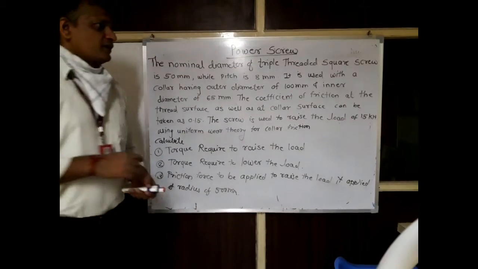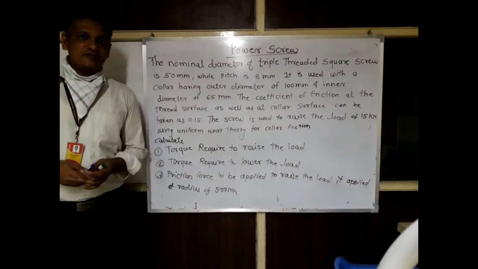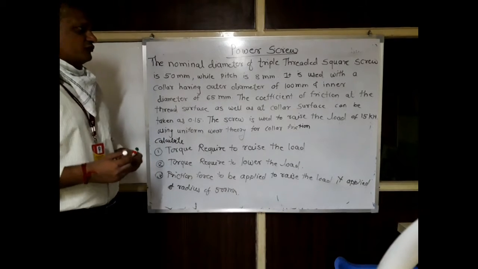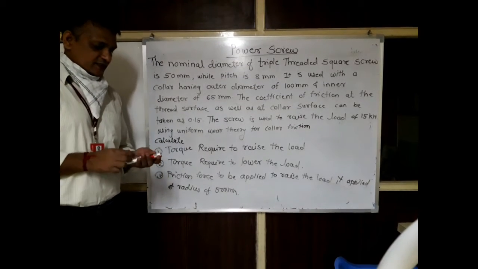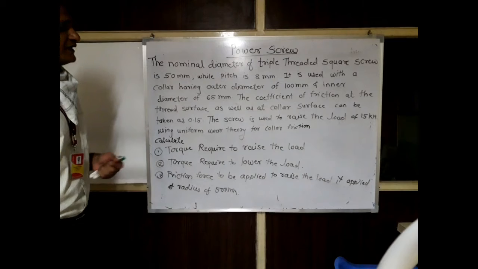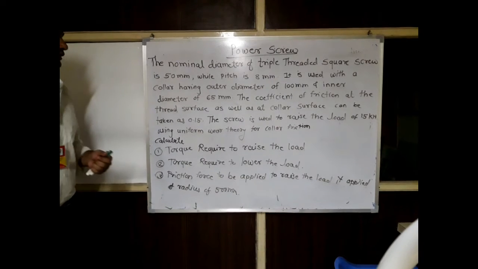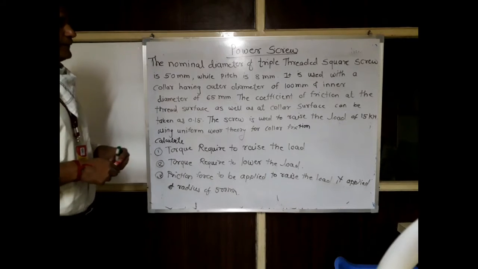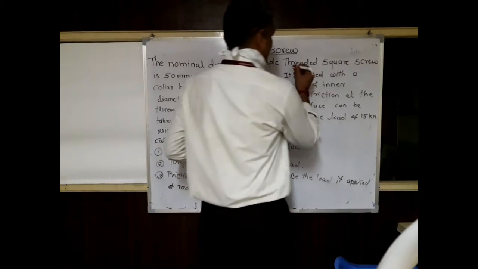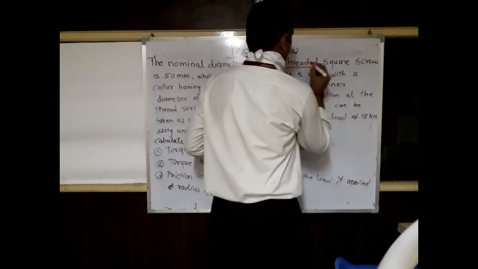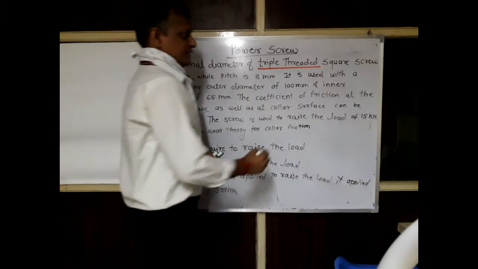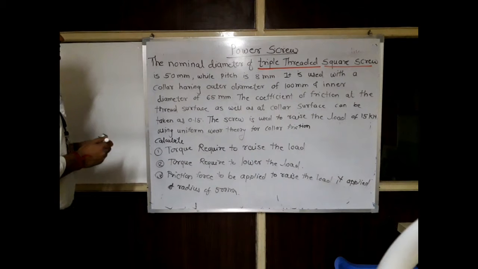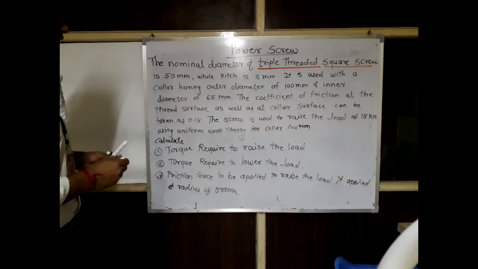Hello everybody. Now we'll discuss the numerical of the power screw, that is, the threaded portion of the power screw. Let us have one example. The nominal diameter of a triple threaded square thread screw, that is the triple threaded, and it is a square screw, is 50.